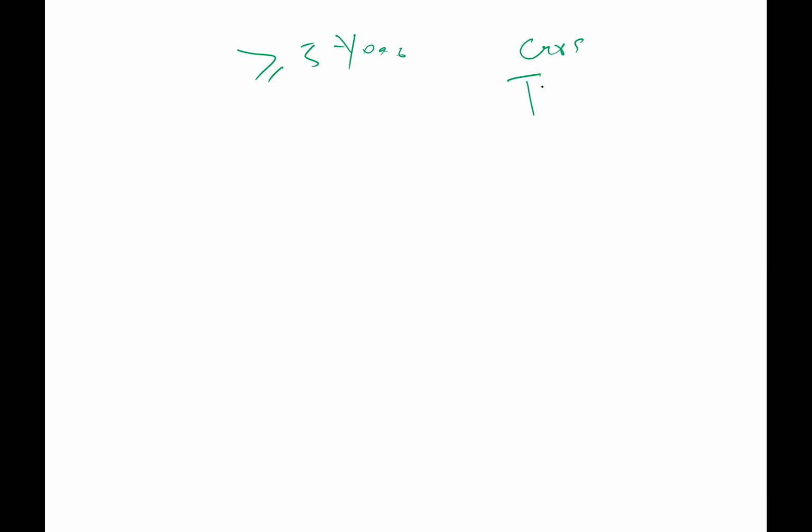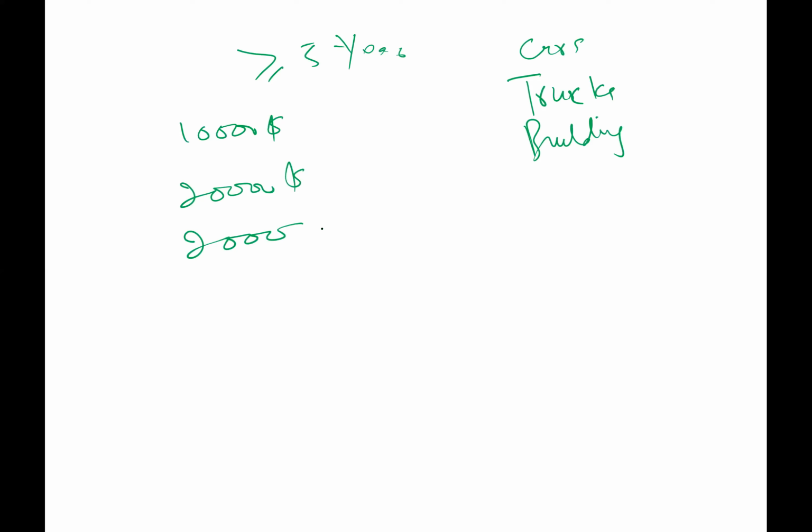Cars, trucks, building, right? For example, you bought a car for $10,000, a truck for $20,000, 18-wheelers, and a building for $2 million. The life is expected to be 5 years. So every year, their value decreases. For example, after 1 year, the car value remains 8,000, right?